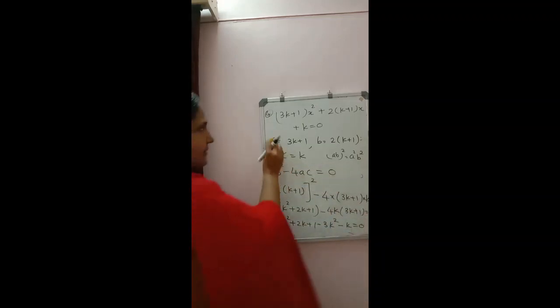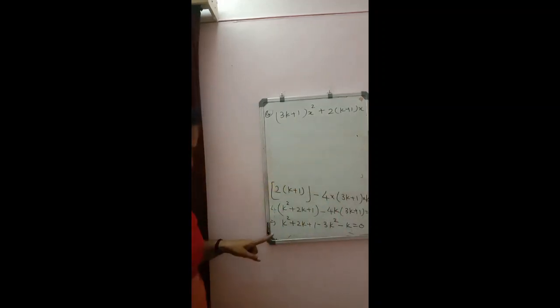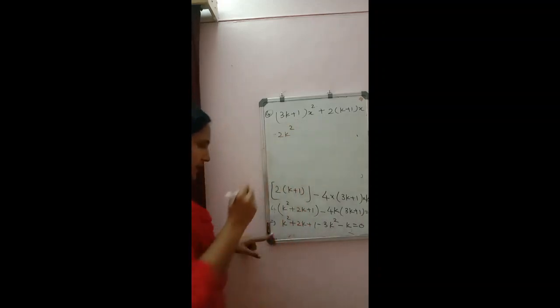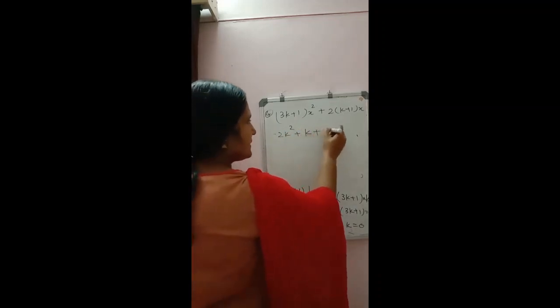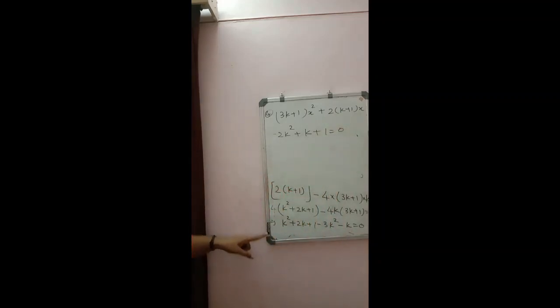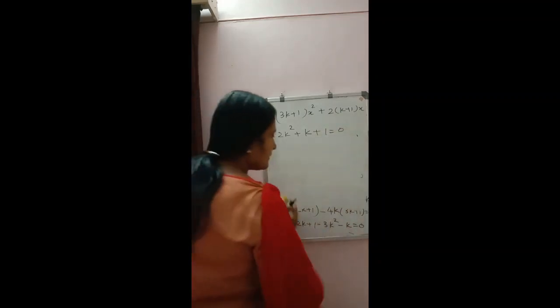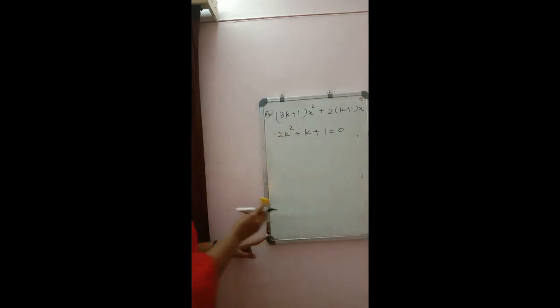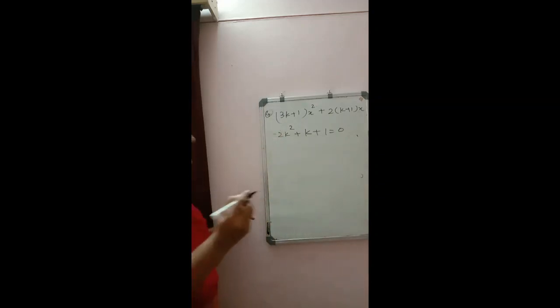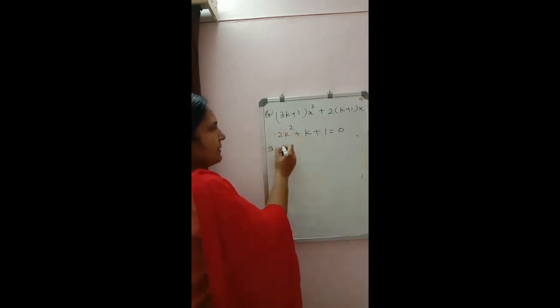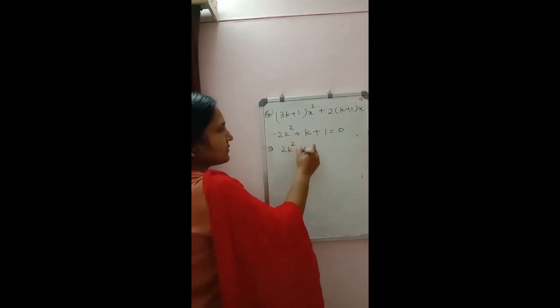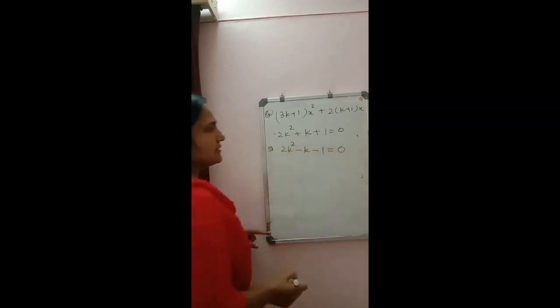Now we will simplify it. K square minus 3k square will be equal to minus 2k square, plus 2k minus k will be equal to plus k, and then this plus 1 is remaining there. Plus 1 is equal to 0. If you don't want the coefficient of k square to be equal to -2, to make it positive, multiply the whole expression by negative sign. If you want, you can do it from here also, no problem. I am multiplying it by negative sign. So it will be equal to 2k square minus k minus 1 is equal to 0.